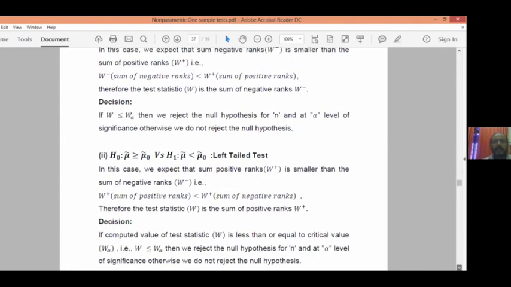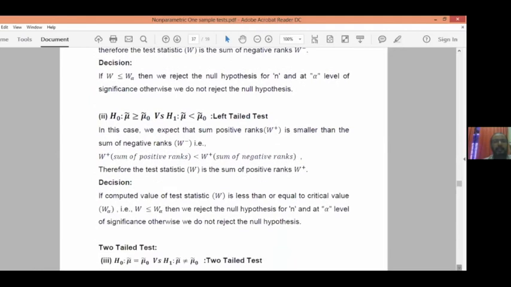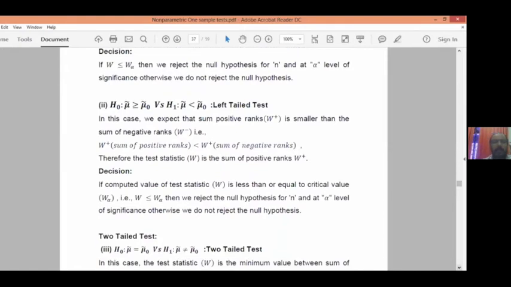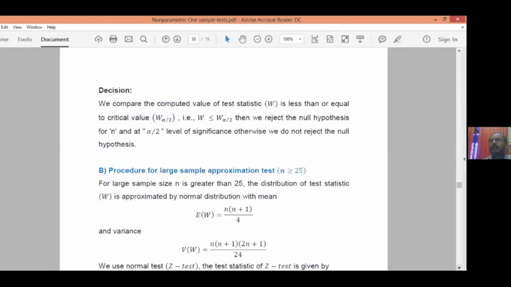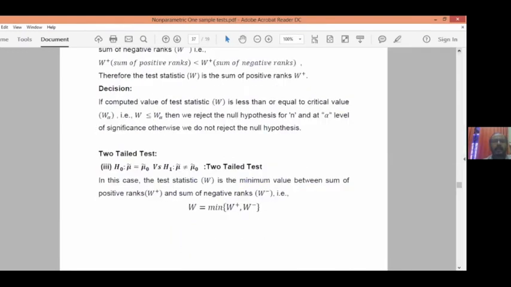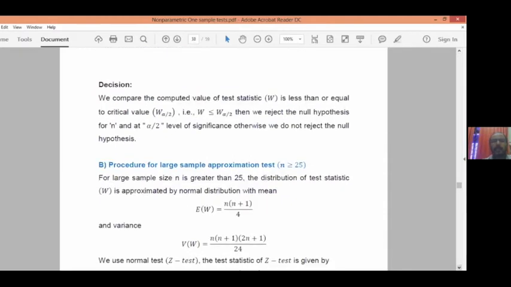Similarly, we have a left tail test. For the left tail test, we expect that the sum of positive ranks is smaller than the sum of negative ranks. Therefore, the test statistic is the sum of positive ranks. So the decision we take accordingly, and then we have the two tail test case. In this case, the test statistic is the minimum of the sum of positive and the sum of negative ranks, which is represented by W.